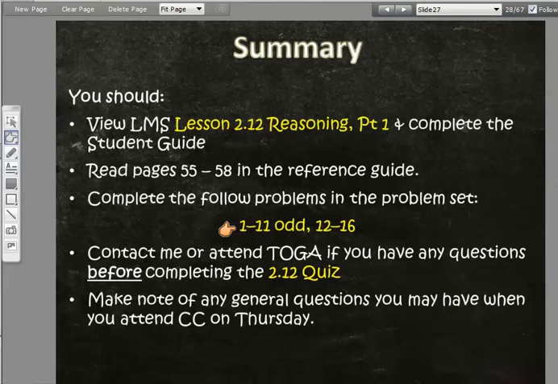So you can go through and work the problem sets and then check your work to see if you know what you're doing. And then please, when you get finished with those problem sets and you've got issues, let me know, or you need to attend TOGA before you complete the 212 quiz. And then please make note of any general questions you have for when you attend CC on Thursday. And that's going to be it for this lesson.